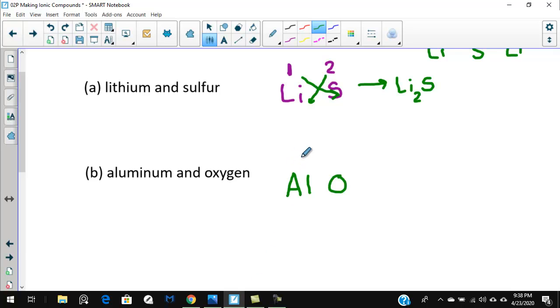So aluminum, if it's in group 13, we put a 3 here. It wants to lose 3 because it's a metal. Oxygen was in group 16, just like sulfur. So that means it wants to get 2 more to get a total of 8. And again, if we crisscross these numbers, we quickly get the formula for the compound. And it becomes Al2O3.